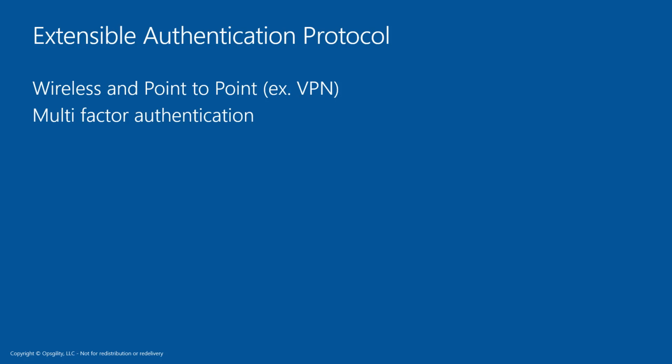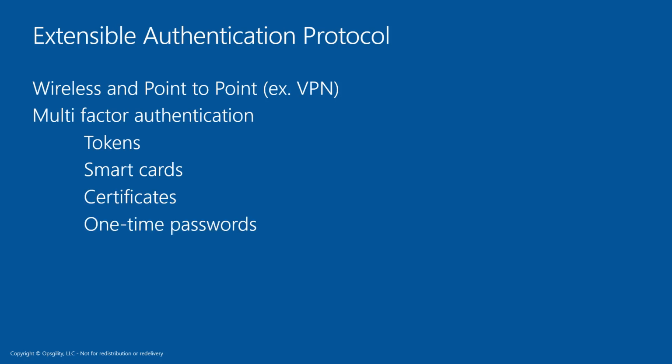Extensible authentication protocol is used for wireless and point-to-point. An example of this would be a VPN, where you have a point-to-point VPN tunnel that allows you to connect two networks in two different places. And it's used in wireless as well to authenticate users as they access the network. It uses a type of multi-factor authentication, and that can include tokens, smart cards, certificates, one-time passwords, and public key infrastructure, public and private certificates.